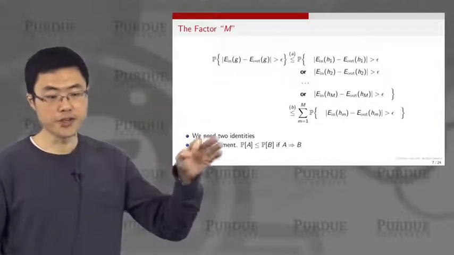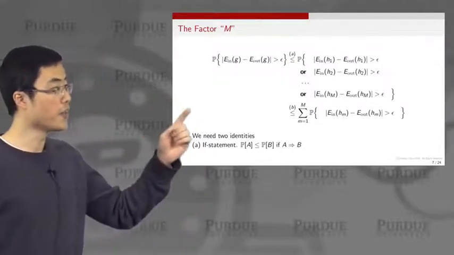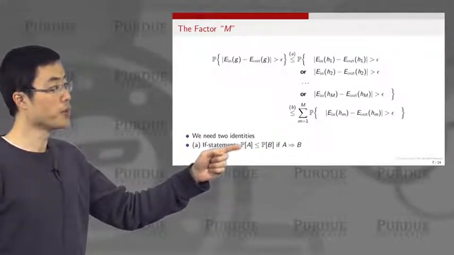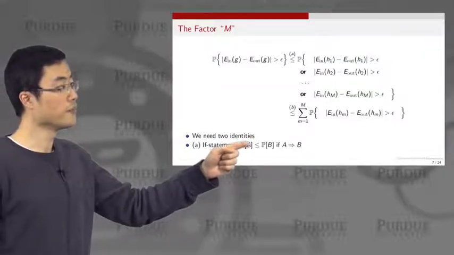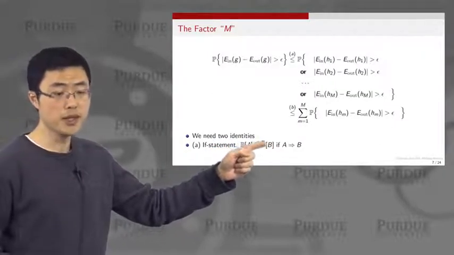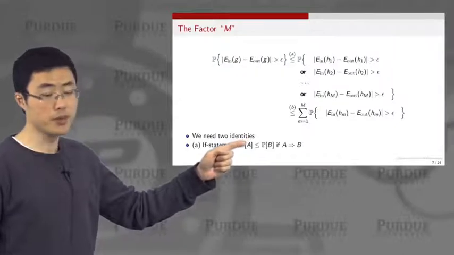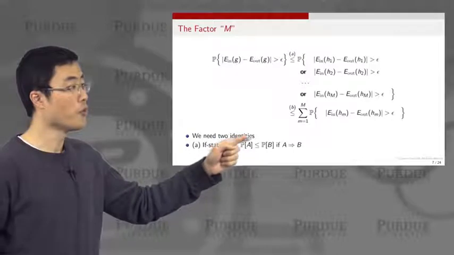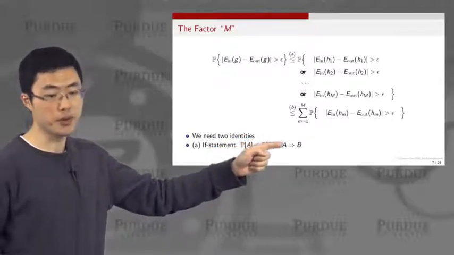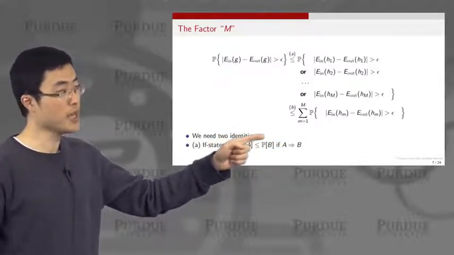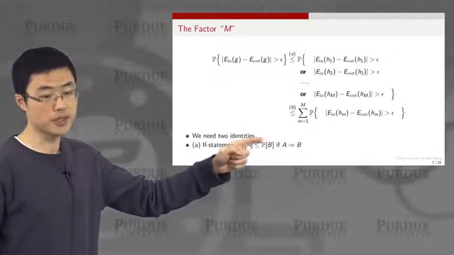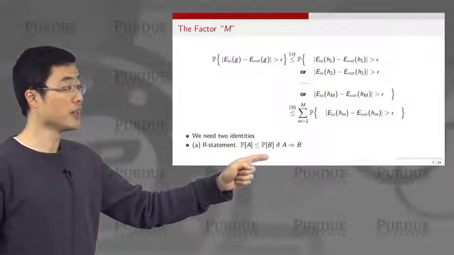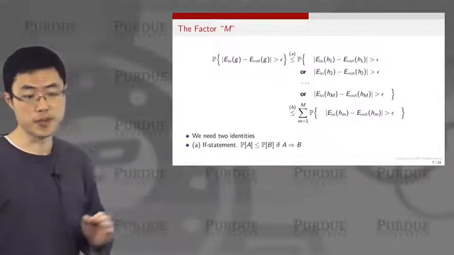If you have events A and B, and event A implies event B, then the probability of getting A will be smaller than the probability of getting B. Whenever A happens, B will happen. But if B happens, A will not necessarily happen, so B is a bigger set than A, and therefore the probability of A will be less than the probability of B.